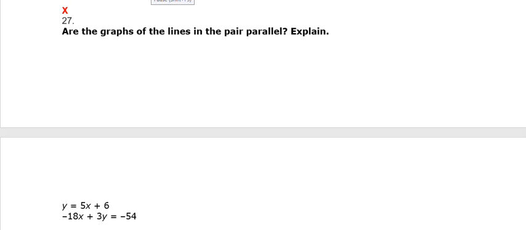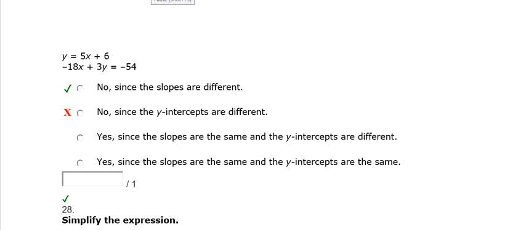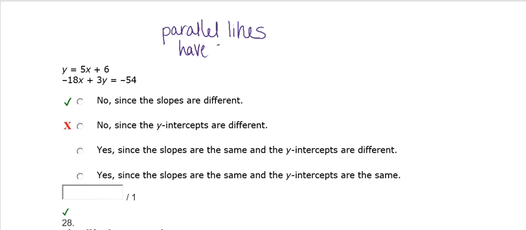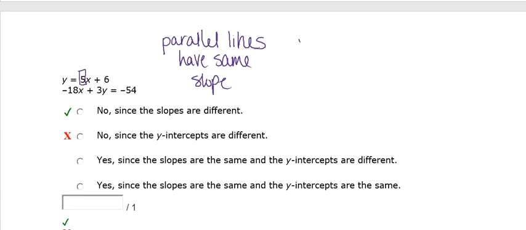Okay, 27 asks about the graphs of the lines, are they parallel? So when we look at parallel lines, they will have the exact same slope. Parallel lines have the same slope. Well, the first equation's all set up for us. The slope in the first equation is a 5. Remember, in slope-intercept form, y equals mx plus b, this is your slope.